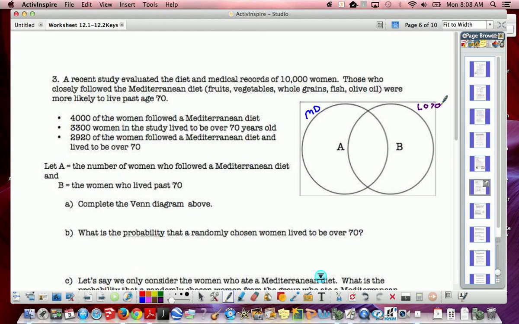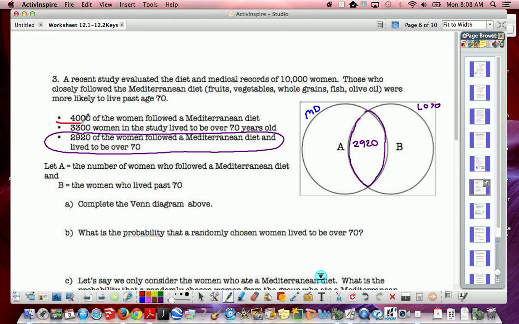It says, A says complete the Venn diagram above, or actually in this case to the right. So we want to start with their intersection. Again, this is going to be the women who were on the Mediterranean diet and lived over age 70. So that starts with the 2,920. So 2,920 did both. Okay.